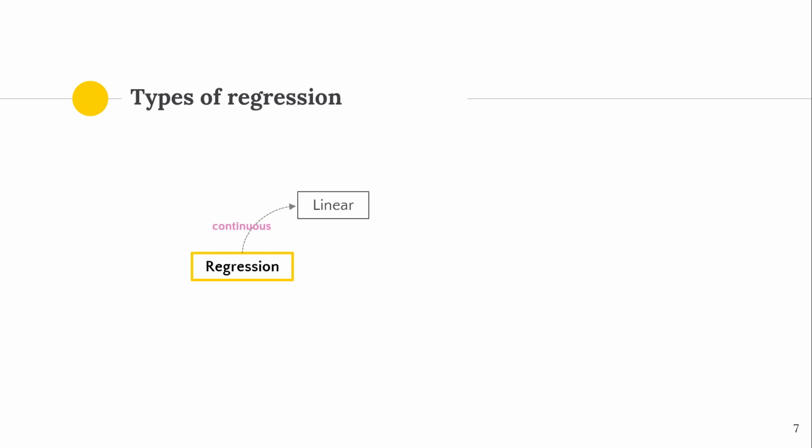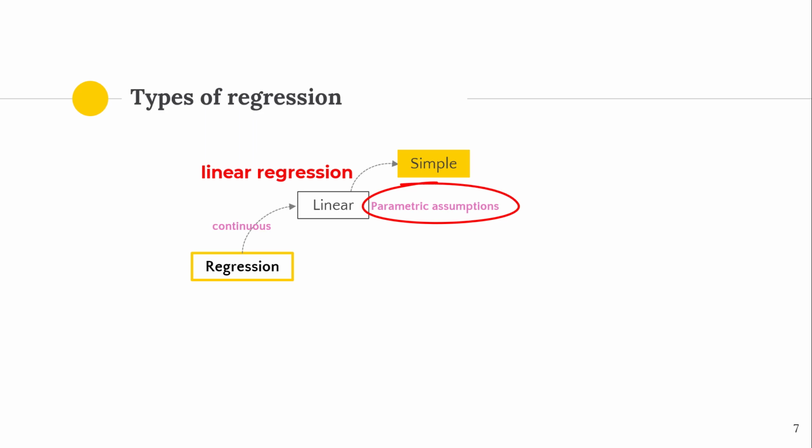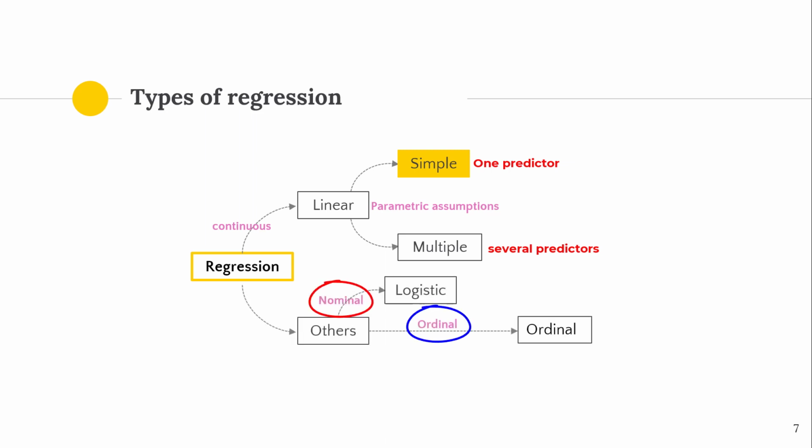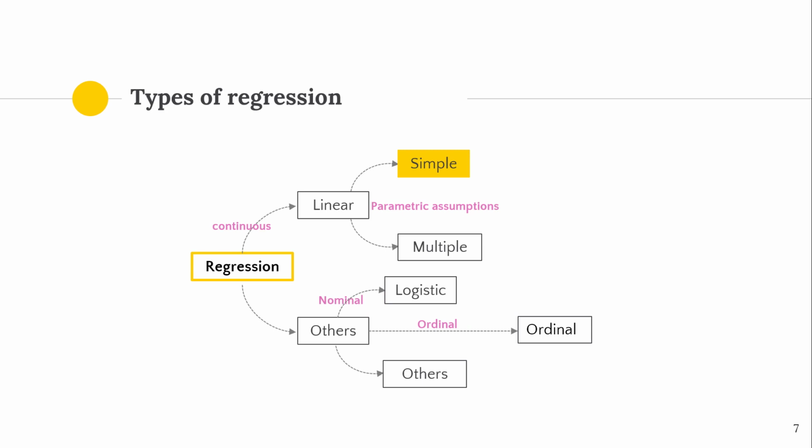If your data are measured on continuous scales such as interval and ratio, and the relationships between dependent and independent variables are linear, you will likely conduct linear regression. That being said, the assumption of parametric regression must be met. If you have only one predictor, you are doing simple regression. On the other hand, if you have several predictor variables, you are doing multiple regression. If your data are nominal or ordinal, you may do logistic regression and ordinal regression, respectively. However, there are so many regression methods out there. It is out of the scope for this tutorial, so we will keep it for later.